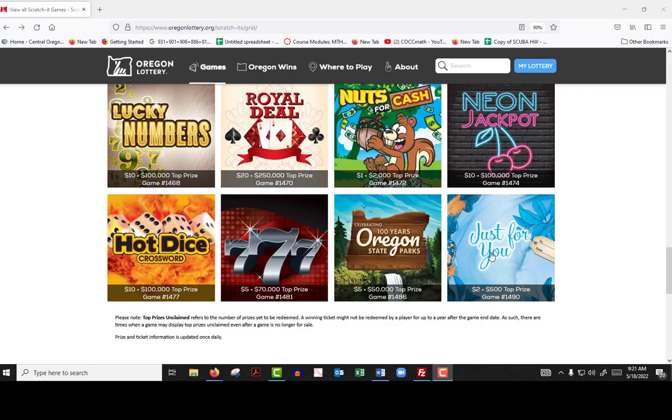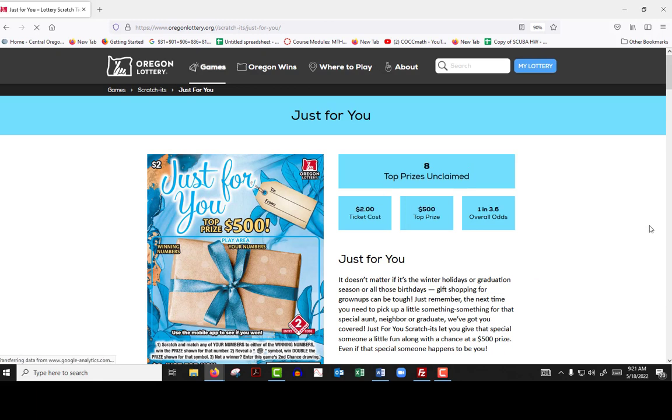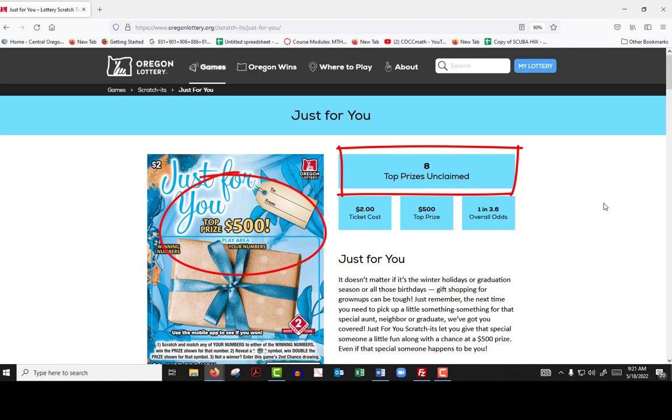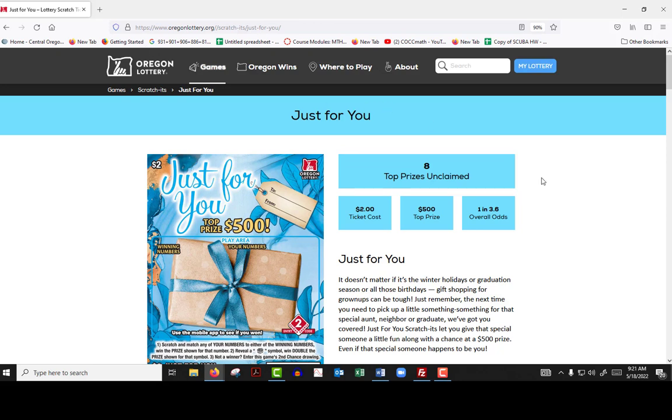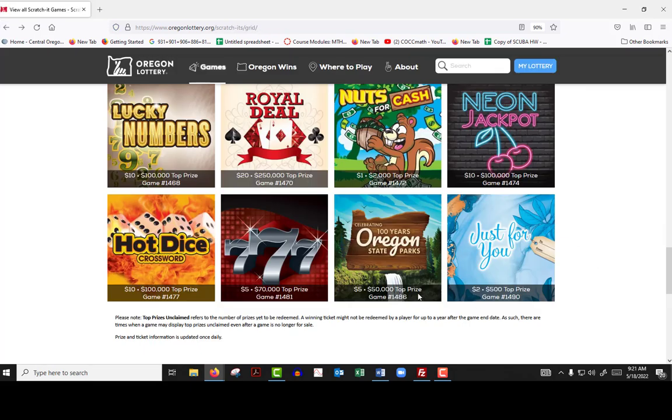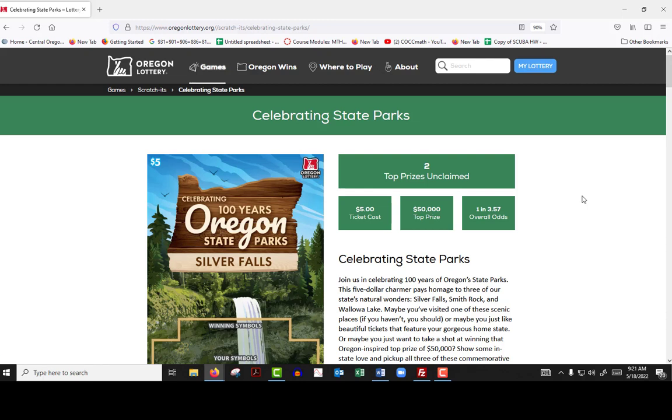So for example, let's just go on this just for you game down here. It says 8 top prizes unclaimed. Now, top prize here is $500, which I think it was, no, ours was actually larger on the 3 of a kind. So top prize here is $500. That might not be enough for you to want to play. So you might back out and say, well, let's find one that, oh, this is a $5 ticket. Maybe we'll look at the 100 Years of Oregon State Parks. Oh, their top prize is $50,000.